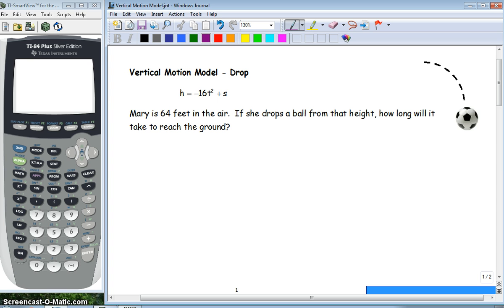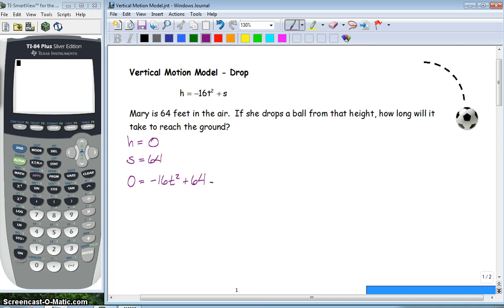So if we look at the problem, Mary is 64 feet in the air. If she drops the ball from that height, how long will it take to reach the ground? So ending height is 0 when it touches the ground. Starting height is 64 feet. If I plug everything into the equation, I now have 0 equals negative 16 t squared plus 64.